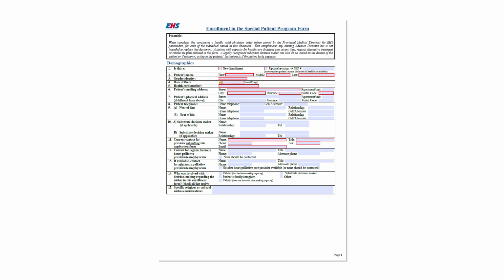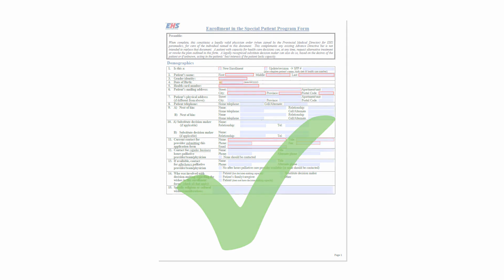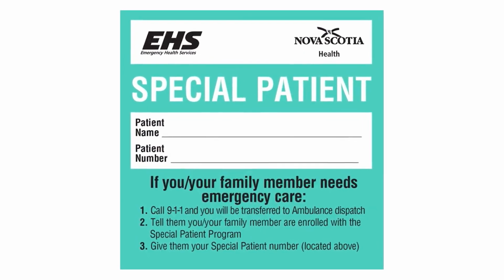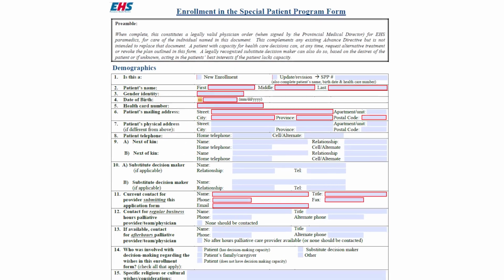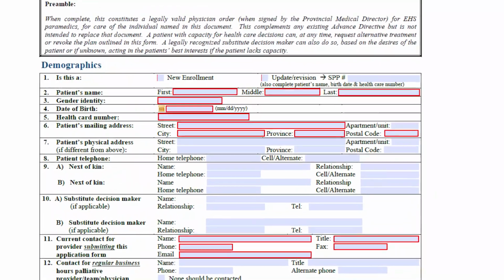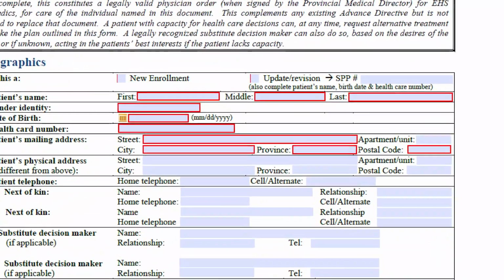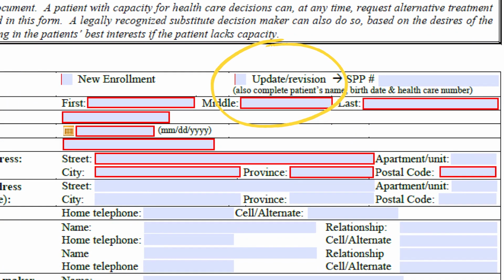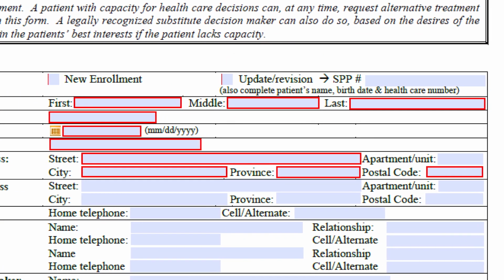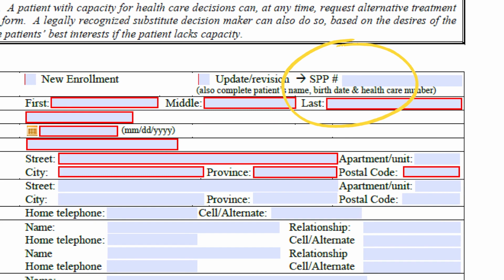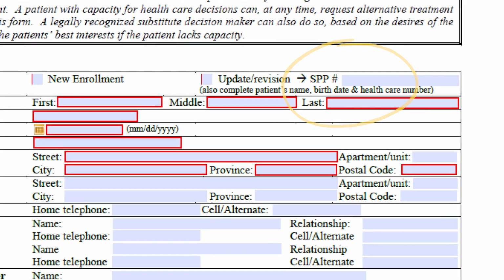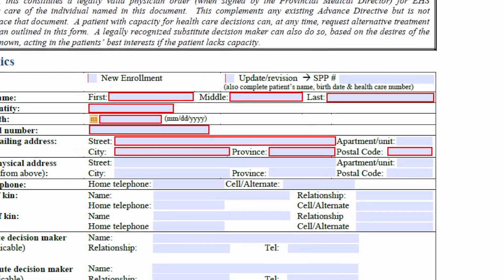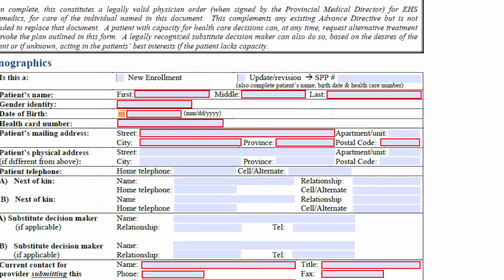Once received, the form will be reviewed and approved. The patient will be mailed an SPP card indicating their special patient number. Should the patient's condition, care needs, or goals of care change, submit an update. To do this, please check off Update at the top of the enrollment form. Include the patient's SPP number, name, birth date, health card number, and the requested change, as well as the contact information for the provider submitting the update.